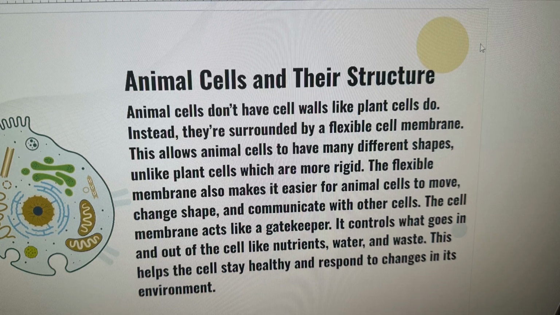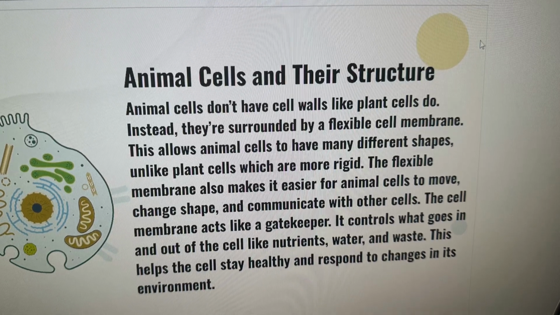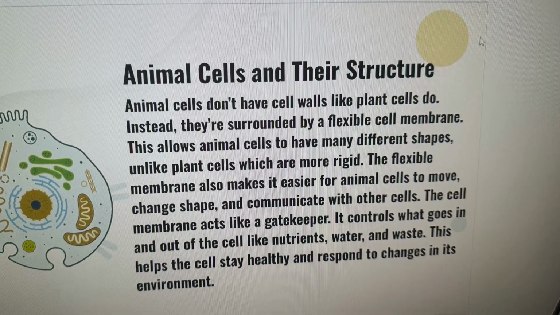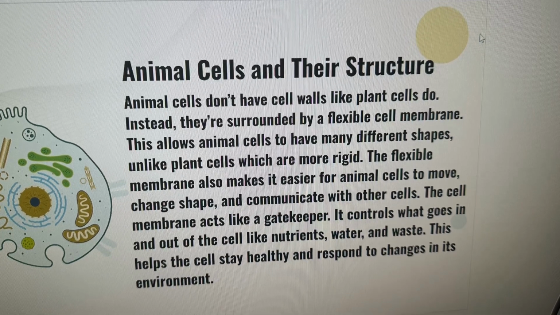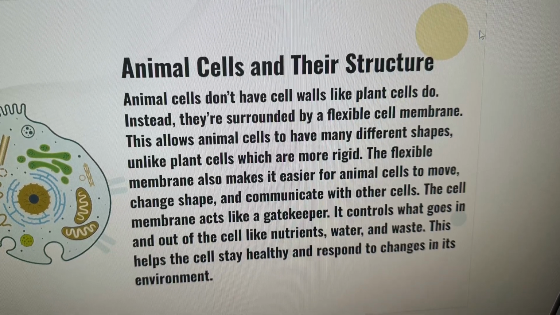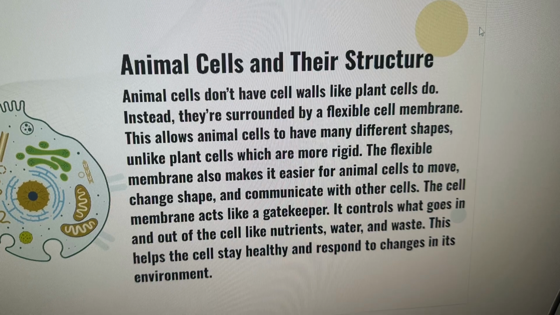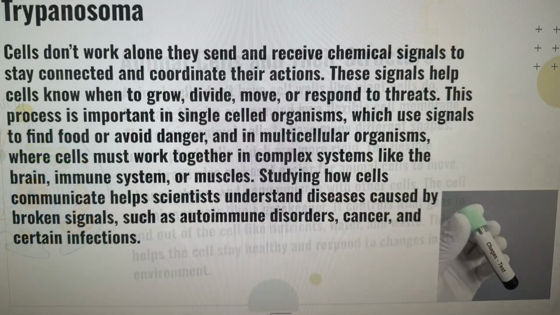The cell's membrane acts like a gatekeeper that controls what goes in and out of the cell, like nutrients, water, and waste. This helps the cell stay healthy and respond to changes in its environment.